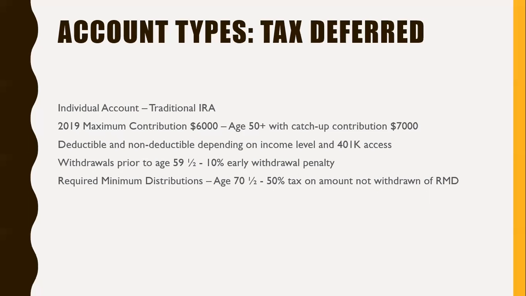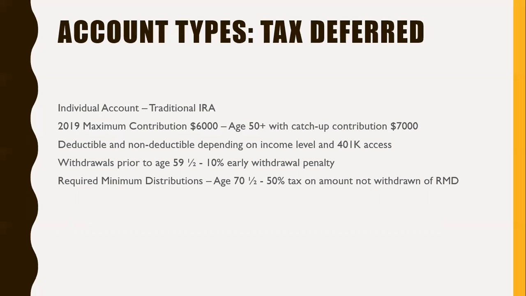Finally, the individual account. Traditional IRA is the option that is tax deferred. The 2019 maximum contribution limit on the traditional IRA is $6,000. Age 50 catch-up allows you to contribute an additional $1,000, which would put you at $7,000. There are some questions as to whether your contribution would be deductible or non-deductible, and that depends on your income level and whether you have access to a 401k with an employer.